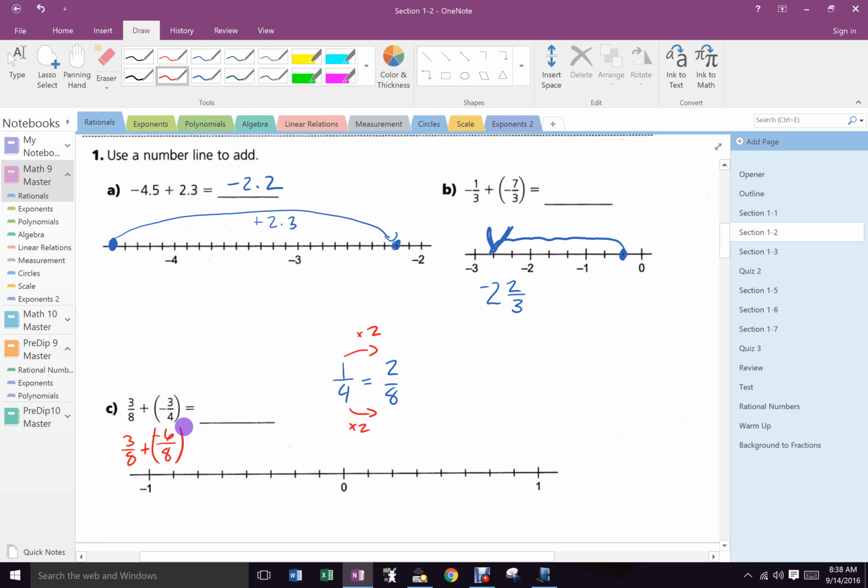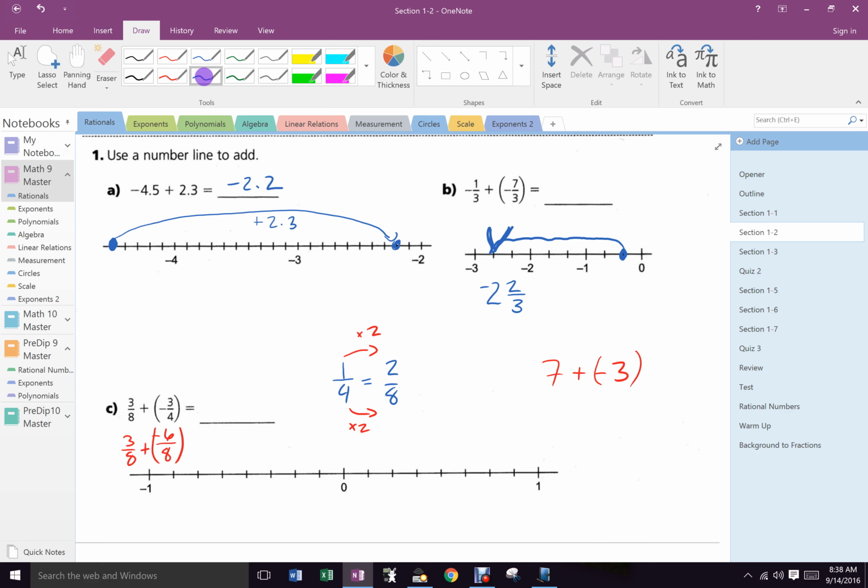Why are those brackets there? Yeah, it's to show it's a negative. Okay? Because it would look weird to write it this way: 7 plus minus 3. Right? That's the only reason those brackets are there. So now it's super easy.